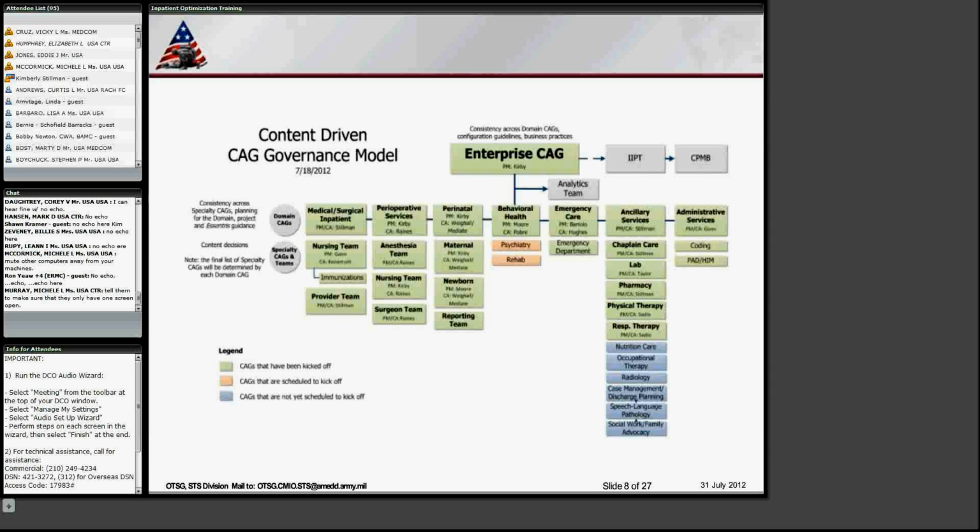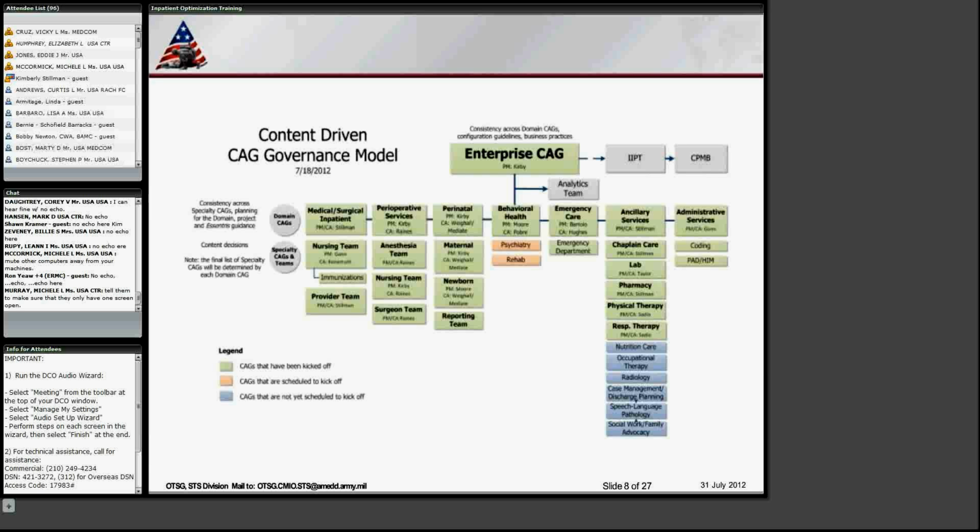So we go from our specialty CAGs to our domain CAG. And so you can see that's where we have med-surg, periop, perinatal, admin services, ancillaries. Those groups met a while ago, and that's the group that was mostly leadership based, that came up with the initial goals and priorities for the specialty CAG. Now, in many cases, that domain CAG rolled right into a specialty CAG. So the same people that were included in the domain group are still included in the specialty group. And we just brought in additional SMEs at that time.